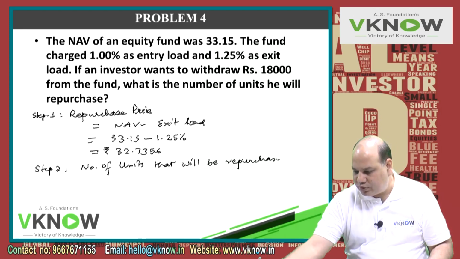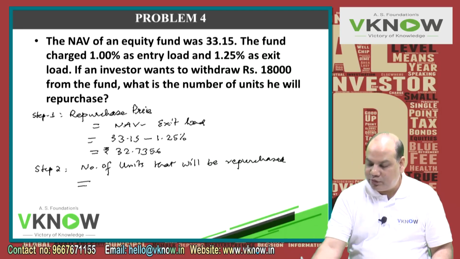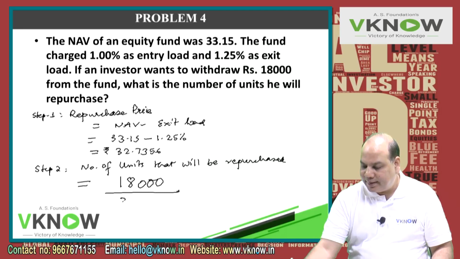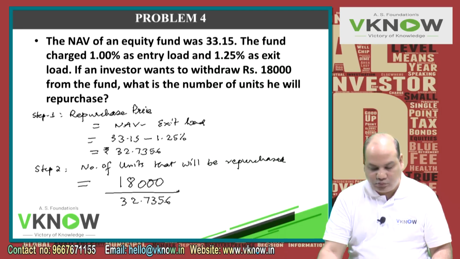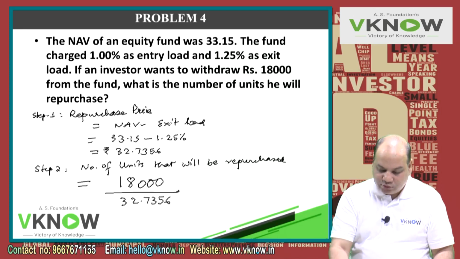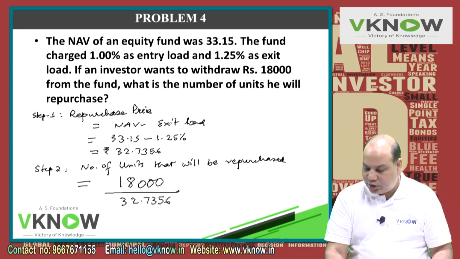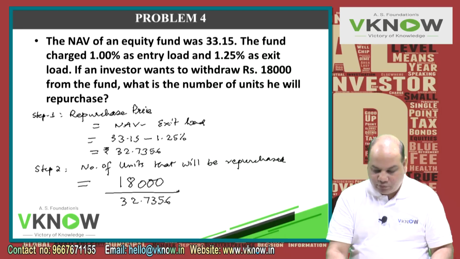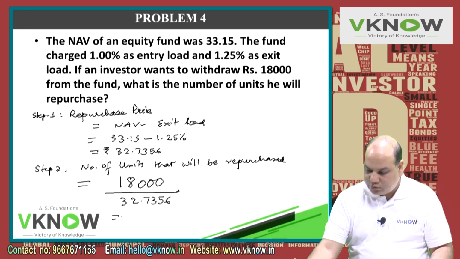Number of units that will be repurchased equal to, you have 18,000 and the rate at which it will be repurchased will be 32.7356. So tell me the answer now. 18,000 divided by 32.7356.